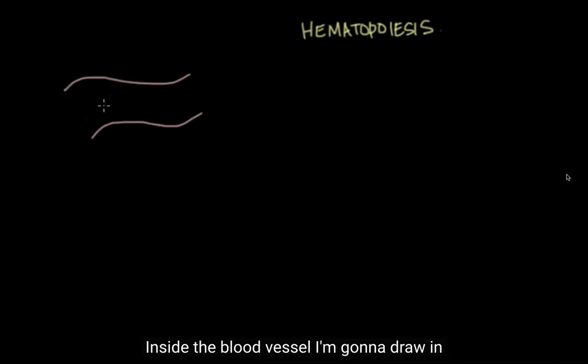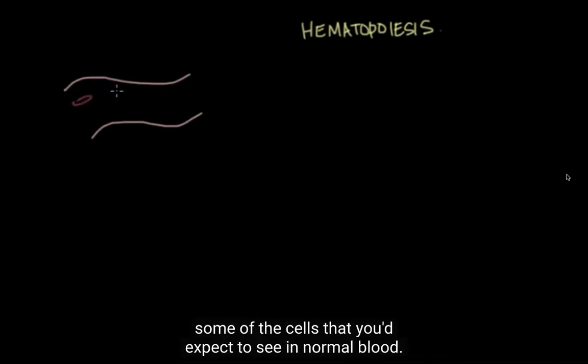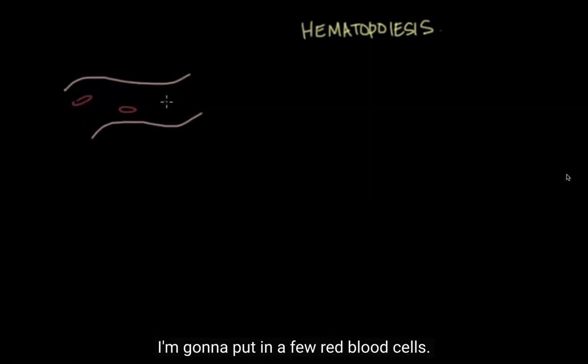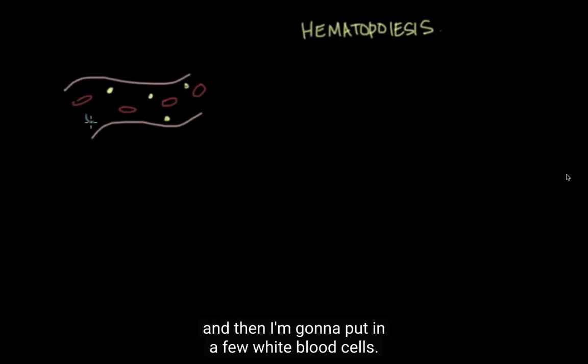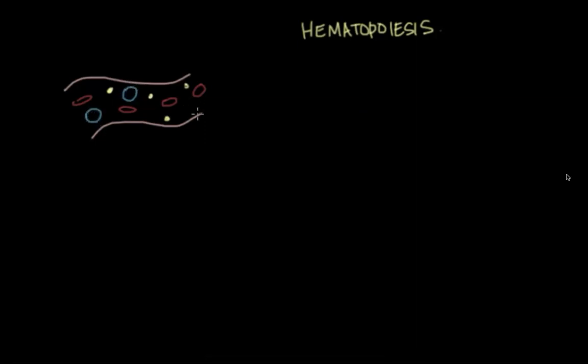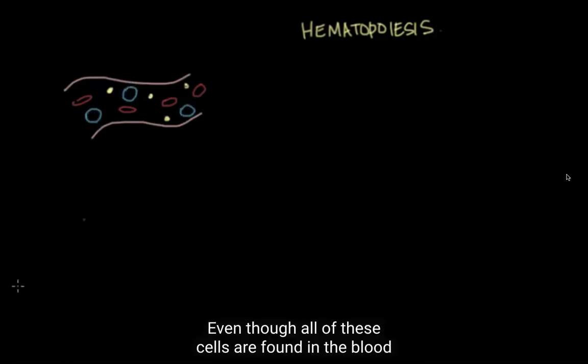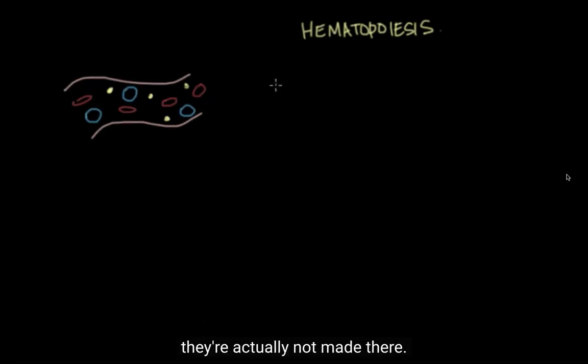Inside the blood vessel, I'm going to draw in some of the cells that you'd expect to see in normal blood. So I'm going to put in a few red blood cells. I'm going to draw in a couple of platelets, which are just fragments of cells. And then I'm going to put in a few white blood cells. And even though all of these cells are found in the blood, they're actually not made there.